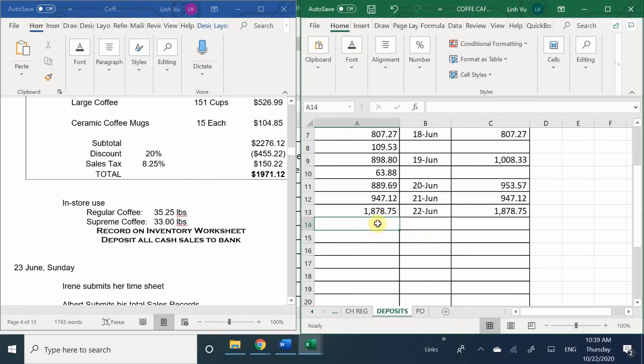All right. Go ahead and deposit that money into your bank, otherwise we'll be overdrawn. Yes. All right. So 1971.12. We're gonna deposit on Sunday for that amount.